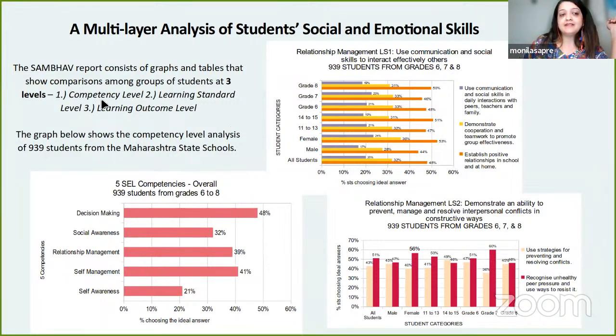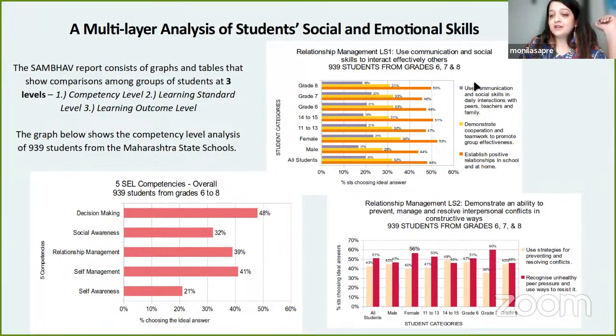The second graph here, as I said, it is a multi-layer analysis. The first layer is that of the competency. The second layer, if you see the second graph on the top, is showing you relationship management. And relationship management as a competency gets broken down into the first learning standard, which is using communication and social skills to interact effectively with others. You can see how children have scored. You can also see that Sambhav assesses different groups of respondents. First, there is all students. Second, there is male and female. Third, there is a comparison across ages, across grades, between genders, etc.